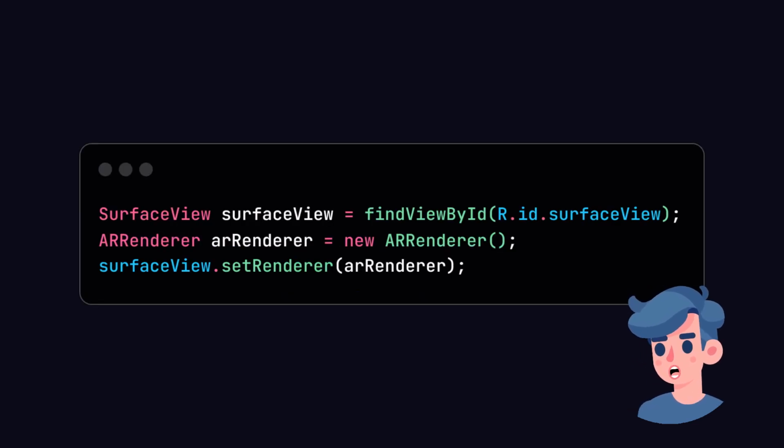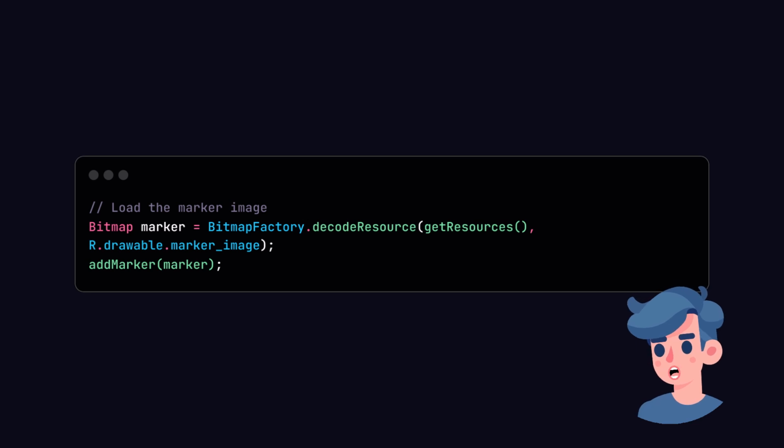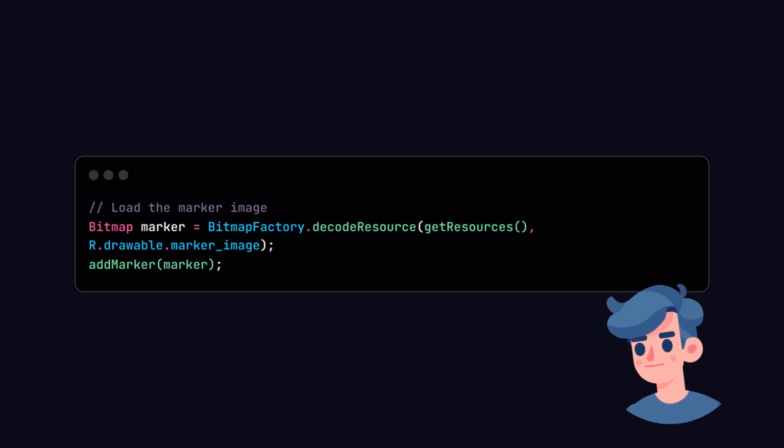Next, we need to set up the camera for augmented reality. Inside the onCreate method of AR Demo, we will set the surface view and bind it to the ARenderer we created. Now that we have the foundational structure in place, let's go ahead and implement a simple marker detection feature. Markers are images recognized by the AR system to place virtual objects in the real world.